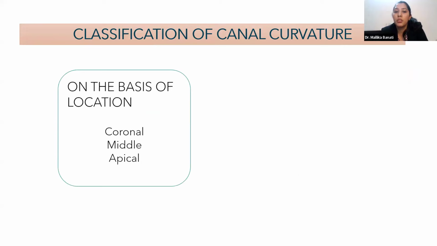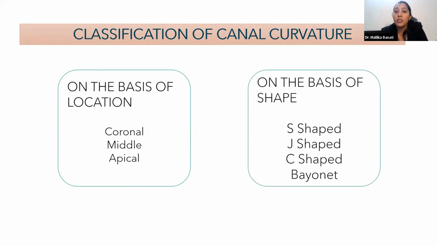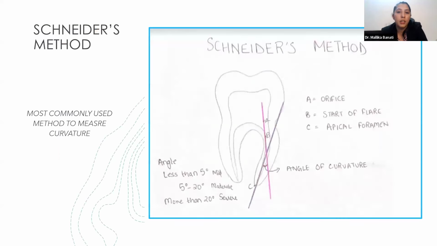It could be a coronal, a middle, or an apical dilaceration. And on the basis of shape, it could be an S-shaped root canal, a J-shaped, a bayonet-shaped, a C-shaped, which you mostly see in young adults, or a bayonet-shaped again. So now, how do you measure the curvature?